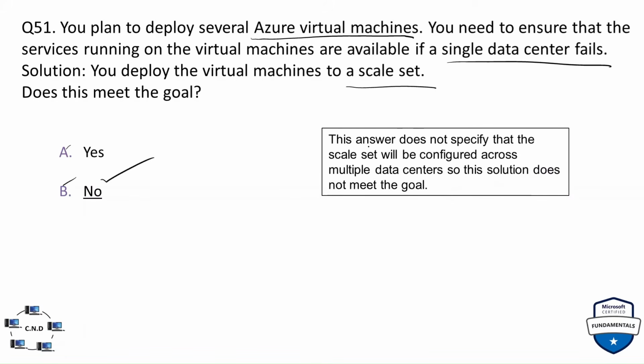It is because this answer does not specify that the scale set will be configured across multiple data centers. So this solution does not meet the goal. If one data center fails, it means that your resources or application must be deployed across multiple data centers. But here, the solution does not provide the replication of resources across multiple data centers. So this is again not the correct solution.